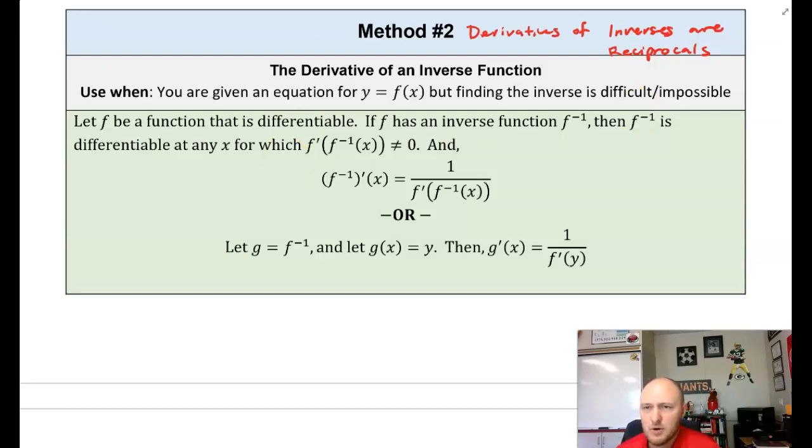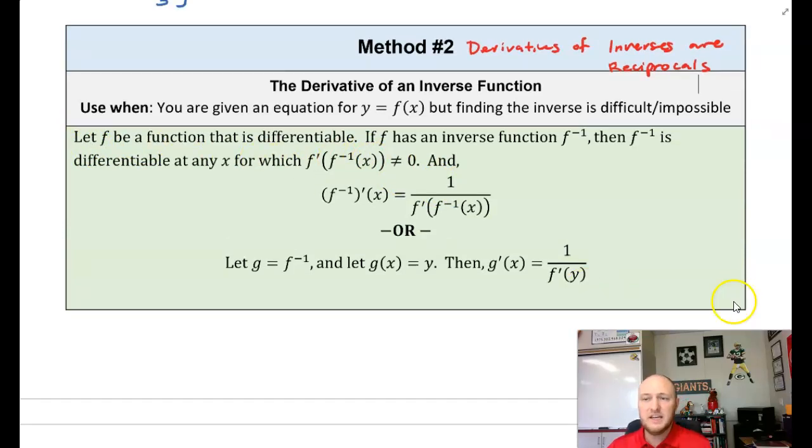So, how does this idea work? Well, we're going to start with let f be a function that's differentiable. If f has an inverse function f inverse, then f inverse is differentiable at any x for which f prime of f inverse of x does not equal 0. Okay? And f inverse prime of x is equal to 1 over f prime of f inverse of x, or here's the main idea here. Or if g is equal to f inverse, then let g of x equal y, then g prime of x is equal to 1 over f prime of y.